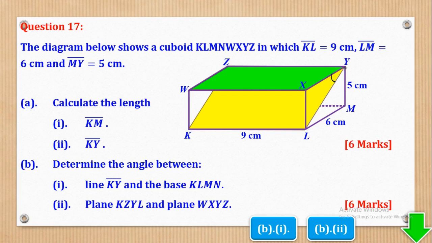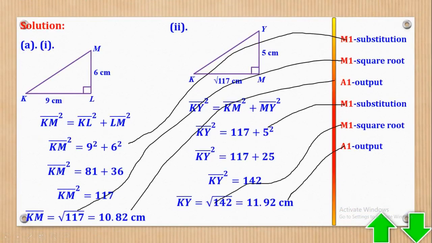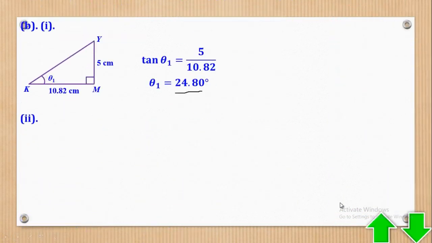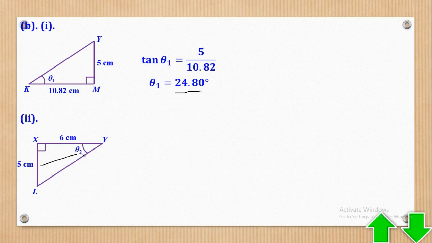Therefore that means we're going to extract a triangle XYL, and this triangle will be right angled at X. So we come and draw our triangle. So that is our triangle. With this angle here, this is opposite, this is adjacent, so we shall use tan theta 2 is equal to 5 over 6, which gives me theta 2 as 39.81 degrees. So basically that's what they wanted.